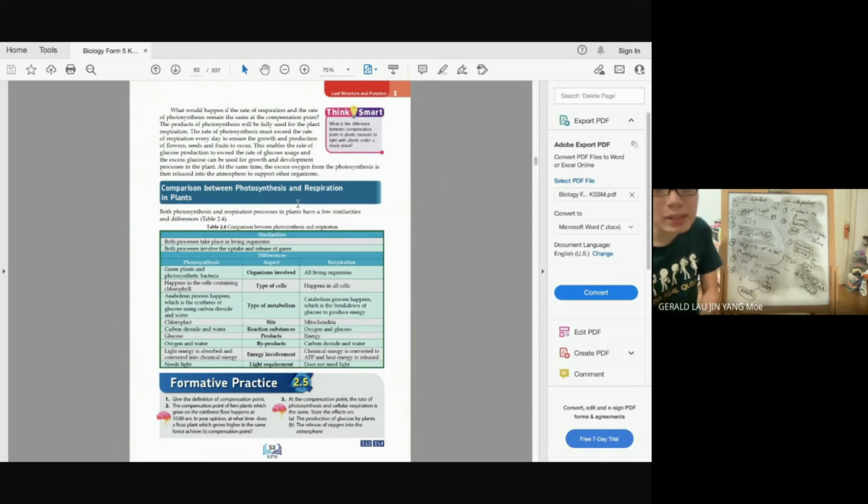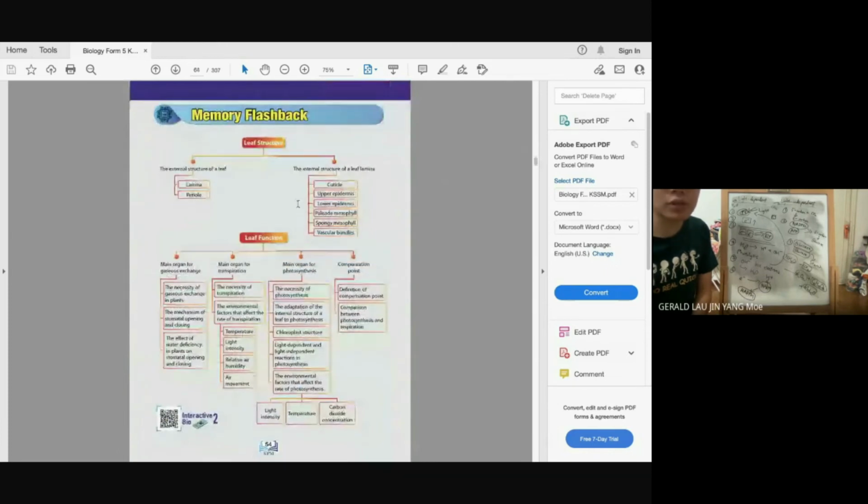Photosynthesis, you need light. Respiration, you don't need light. Even though in photosynthesis there is one process, the light independent reaction, where you don't need light, before it can occur you need the light dependent reaction to produce NADPH and ATP. So that's all for the differences, and that's all for chapter 2.